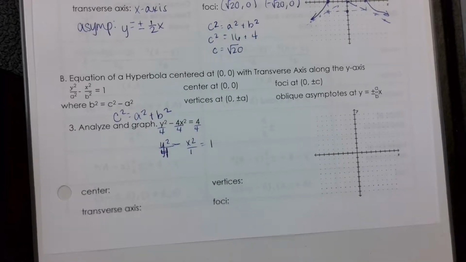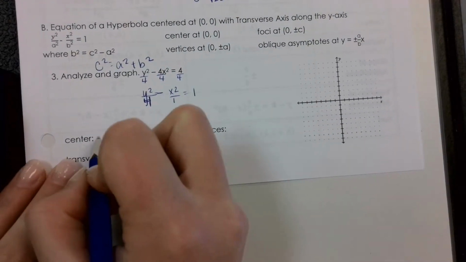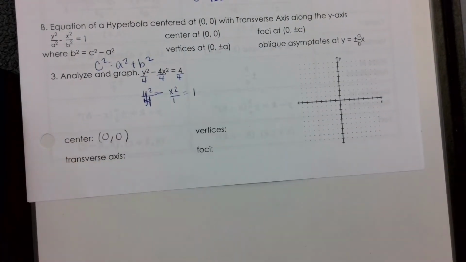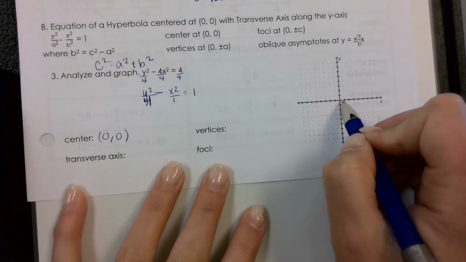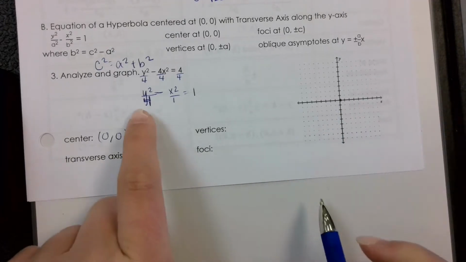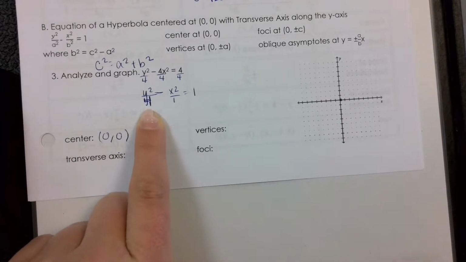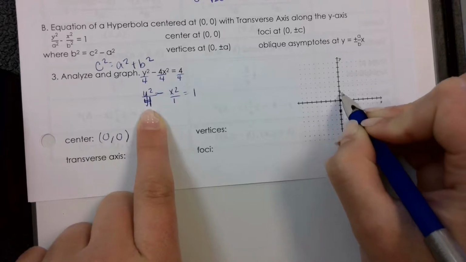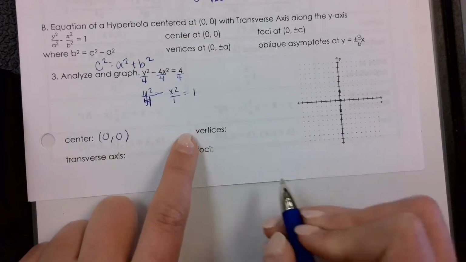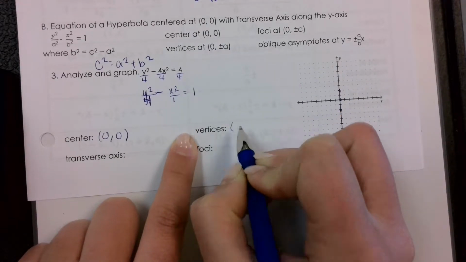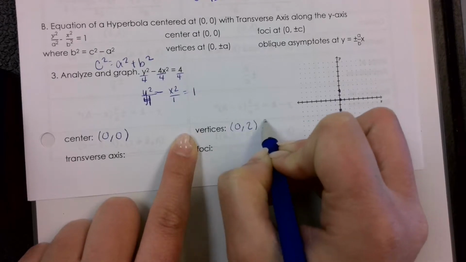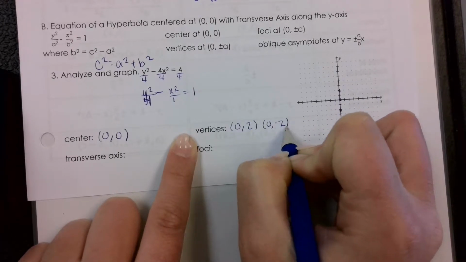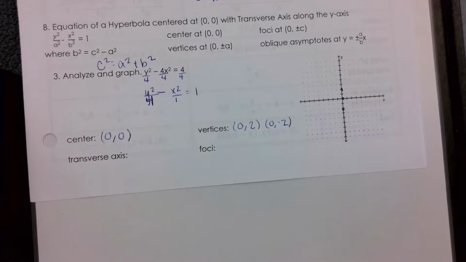So where is your center going to be? Still at 0, 0. So we could go ahead and put that in. And then under the y's we have a 4. So how far are you going to go in the y direction? 4, so 2, square root that. So go 2 up, 2 down. Those are your vertices. Let's go ahead and write those. Where are they at? 0, positive 2, and 0, negative 2. Is that all right?